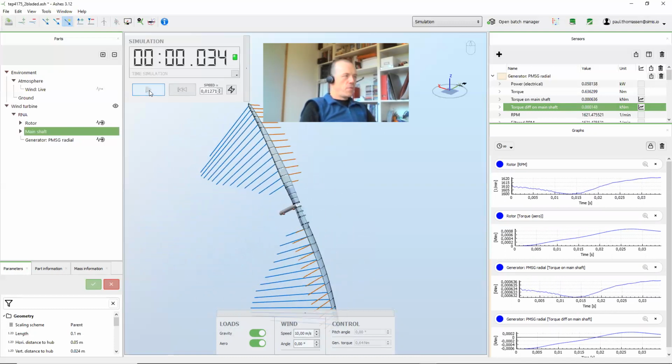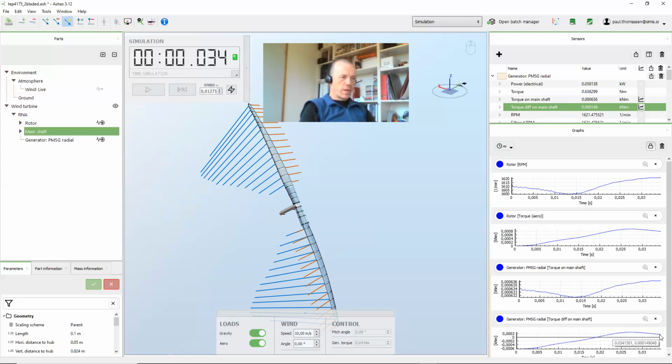So if the torque diff is not close to zero, then the rotor will either accelerate or decelerate. RPM will increase or decrease. So what we see here is that the RPM is increasing. So then we would expect that the torque diff is positive and not close to zero. And at the bottom here, yes, we see that the torque diff is indeed positive.